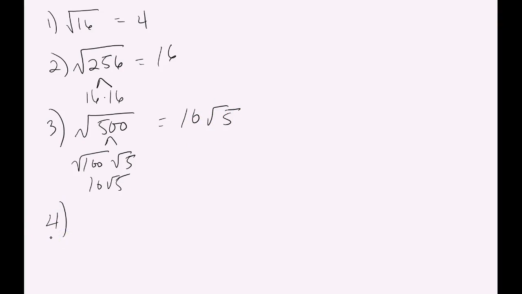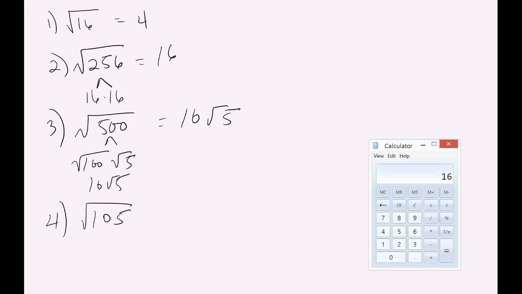Number 4, the square root of 105. Ooh, okay. Let's think about if anything goes into this. You could start with your 4, does not go into it. 9 does not. 16, does 16 go into it? Let's check. 105 divided by 16. Nope, that doesn't go in there evenly. 25 does not. 36 probably doesn't either, but let me check. 105 divided by 36. Nope, it doesn't either.